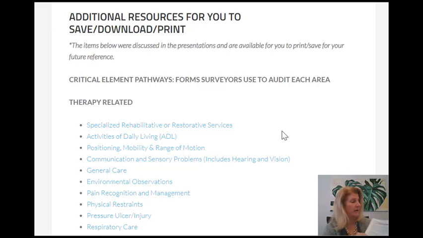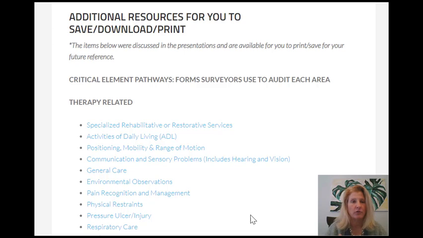So here we have specialized rehab. We also have one for activities of daily living. We have one for positioning and mobility, communication and sensory problems, and the list goes on. So there you can download all this information, and really it's just like having the answers to the test. It gives you all the information that state surveyors are looking for in all those areas.